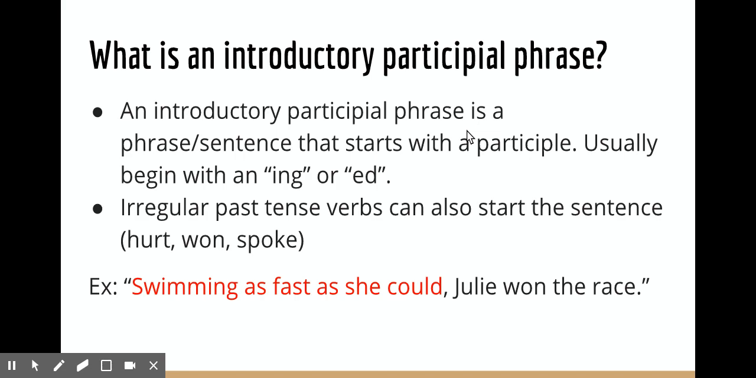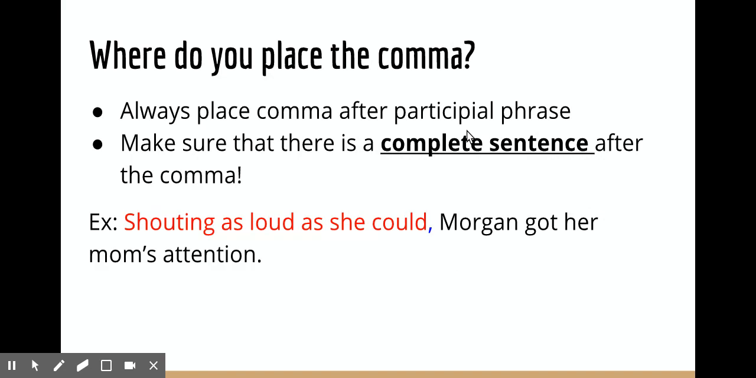In my example, "Swimming as fast as she could, Julie won the race." "Swimming as fast as she could" would be the participle phrase because it starts with a participle, which in this case is swimming. So where do you place the comma?